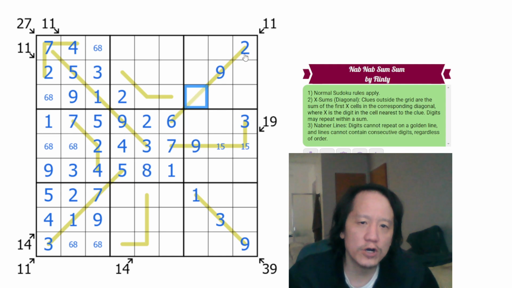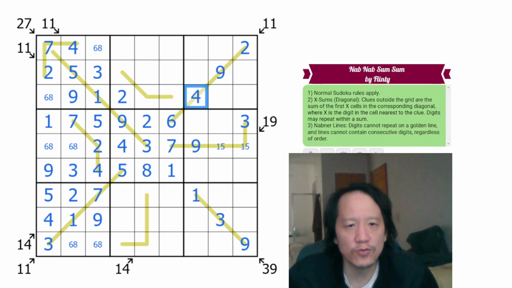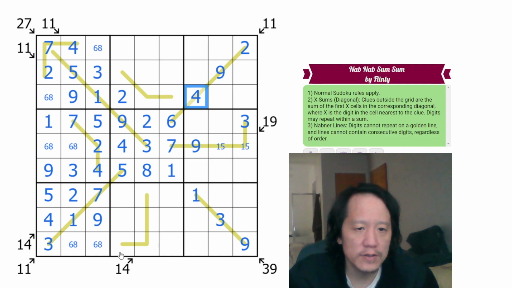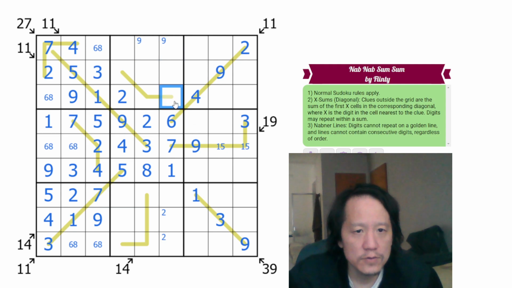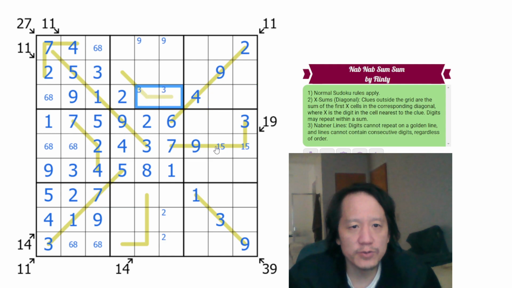This cannot be 1, 2, 3. It could be 4, can't be 5, can't be 6, can't be 7, can't be 8, so this has to be 4. Let's see. These can't be 2. This can't be 2. So 2 is one of these two. Nine has to be one of these two. Neither of these can be 3, so therefore 3 has to be one of these two.